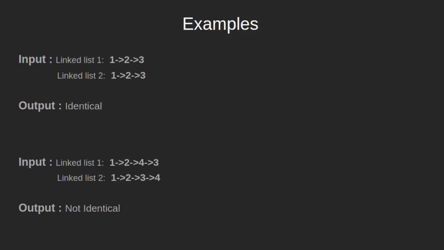In the second example, we have given the first linked list as 1, 2, 4, 3 and the second linked list as 1, 2, 3, 4. Since the data of the third node of both linked lists doesn't match, the output will be not identical.